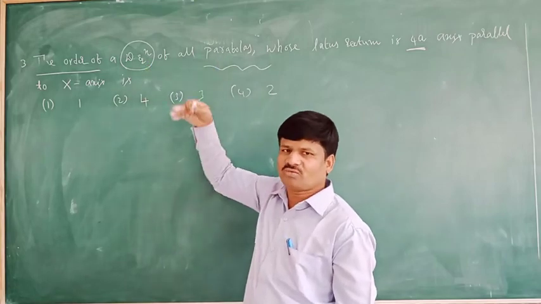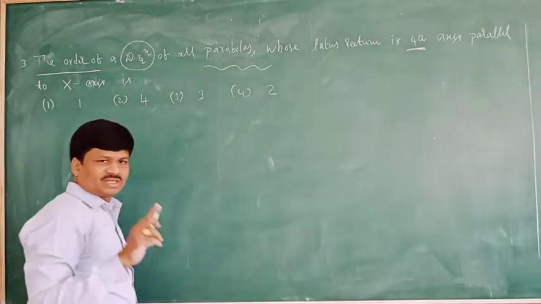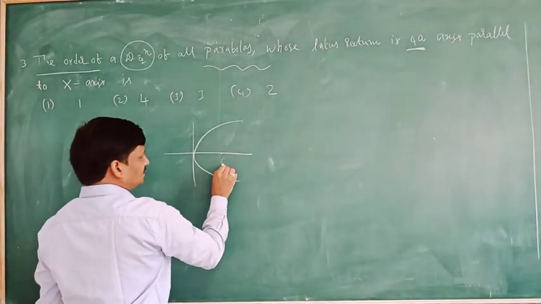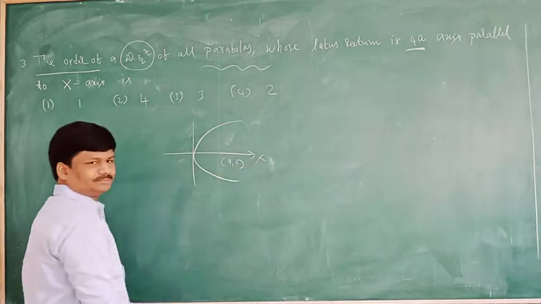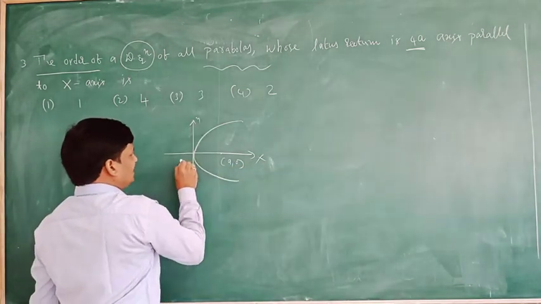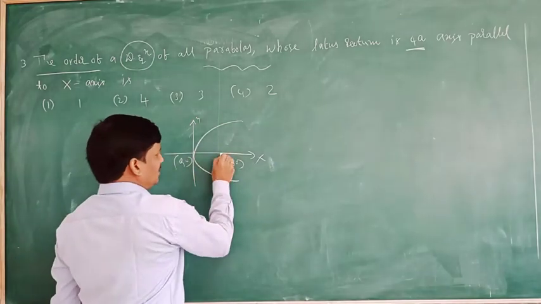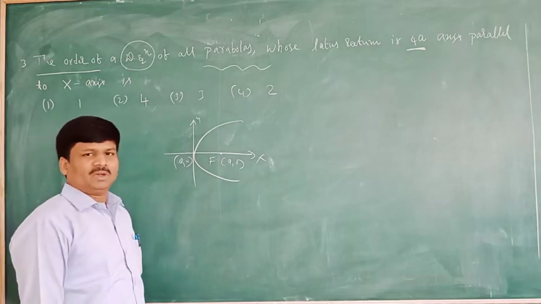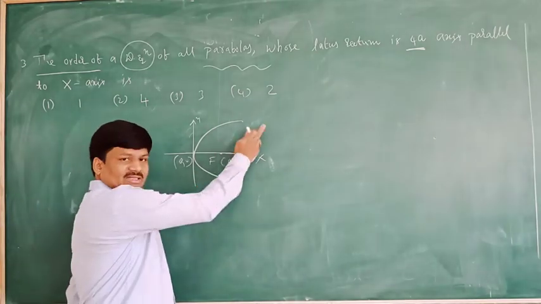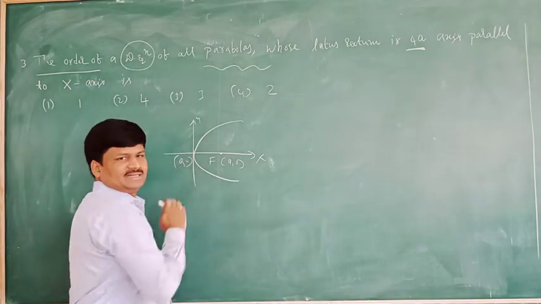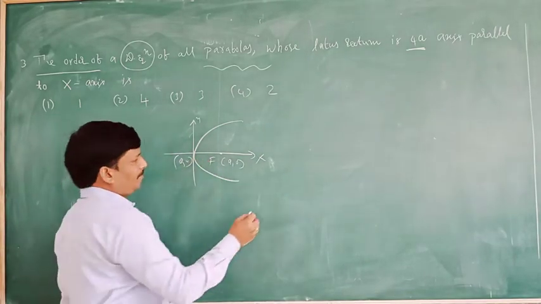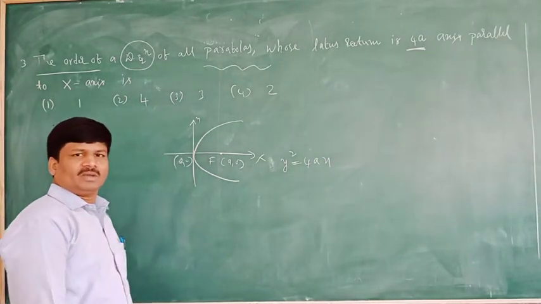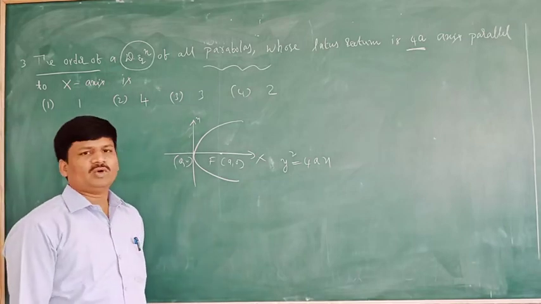So for a parabola, we have to form the equation. Actually, you know the equation of a parabola. Like this, right? The focus is (a, 0) on the x-axis, and the vertex is (0, 0). The focus is on the x-axis, so the axis line of this parabola is the x-axis. Then the equation of this parabola is y square equals 4ax.